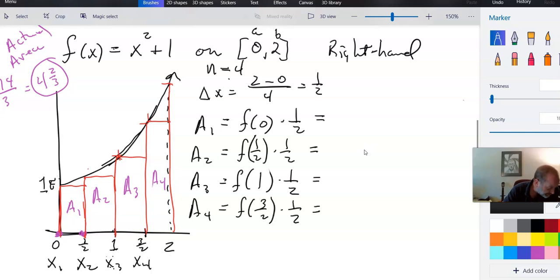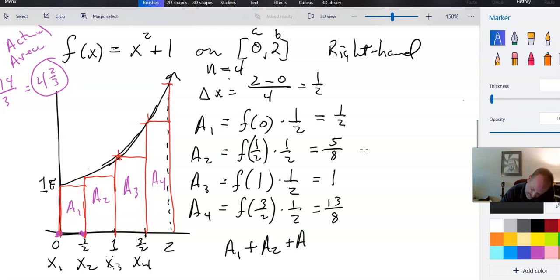And so we're going to get these values. 1/2, because this is 1 times 1/2. Here, f of 1/2, we actually computed last time. We end up with 5/8, and then this one ends up being 1, and this one ends up being 13/8. And if we add all these areas together, we end up with 15/4.